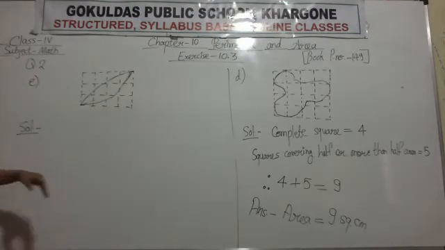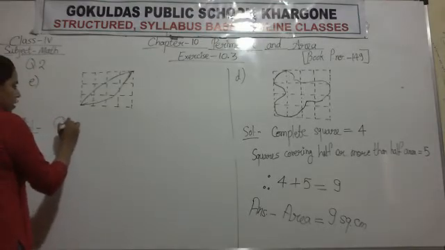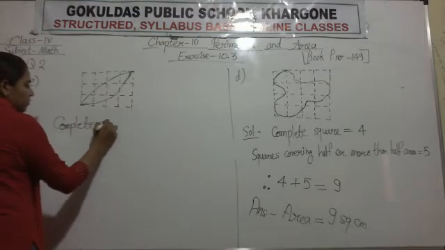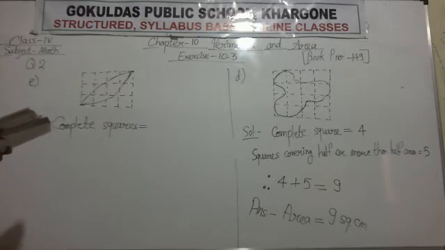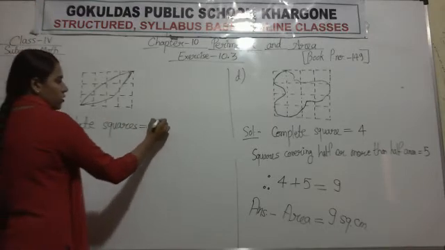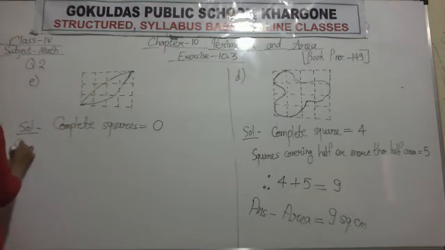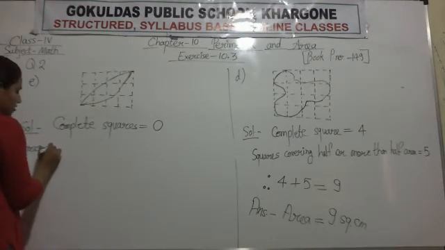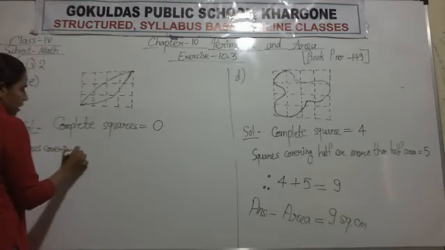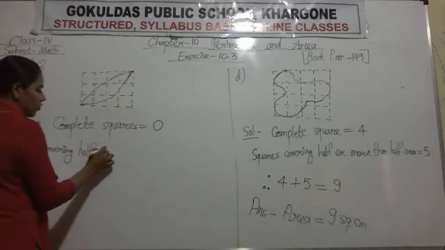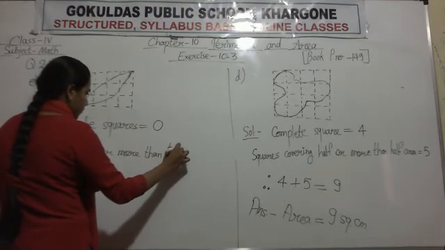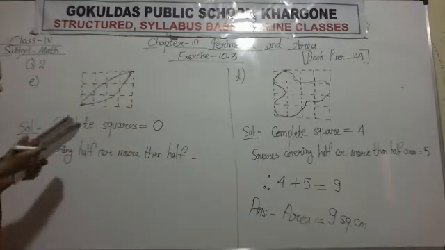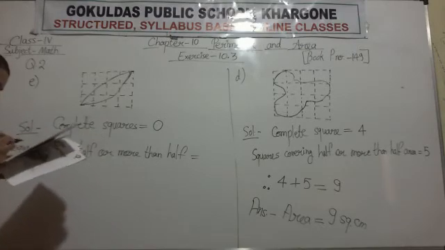Okay, now concentrate here. In this figure, let us count the complete squares. How many complete squares in this figure? 0. Now count the squares which cover half or more than half. So squares covering half area, half or more than half, is equal to, let us count how many squares are covering half or more than half.